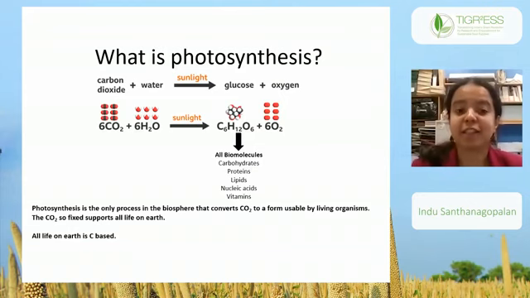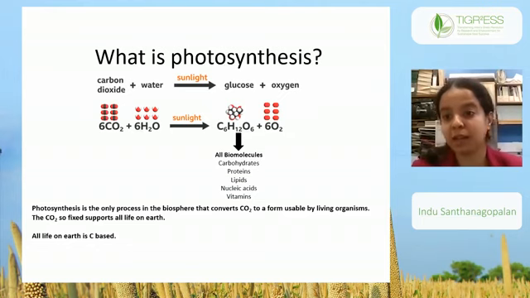And photosynthesis is the only process on the face of the earth that converts carbon dioxide to a form usable by living organisms. The glucose so formed can then be introduced into various pathways to form the other biomolecules required by living organisms. And all life on Earth is carbon-based. So this is a pivotal process to sustain life.